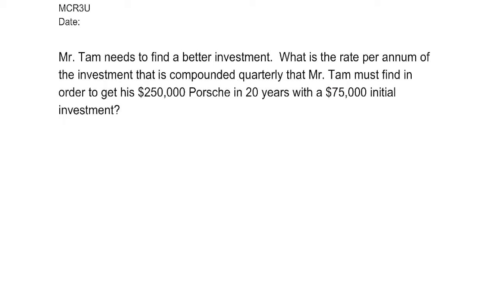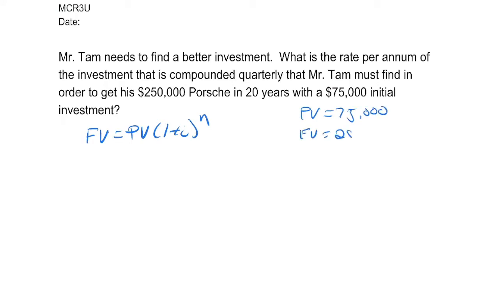So let's write our compound interest formula again. Future value is equal to present value times 1 plus i to the power of n. And let's dissect our question and see what information we're given. In this case, my present value is still 75,000. My future value, for sure, we want 250,000 by the end of all this. What else are we given? 20 years, so time is 20 years.